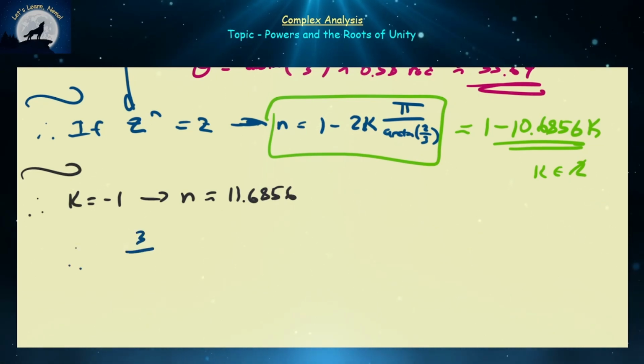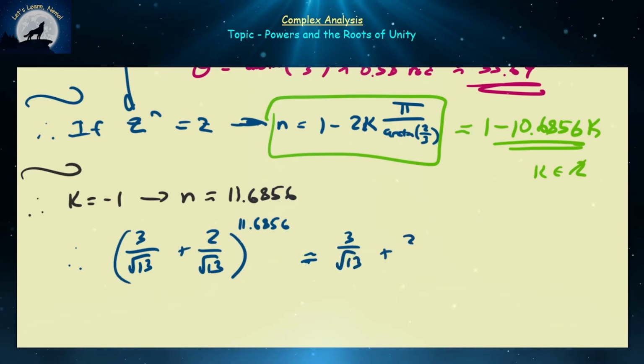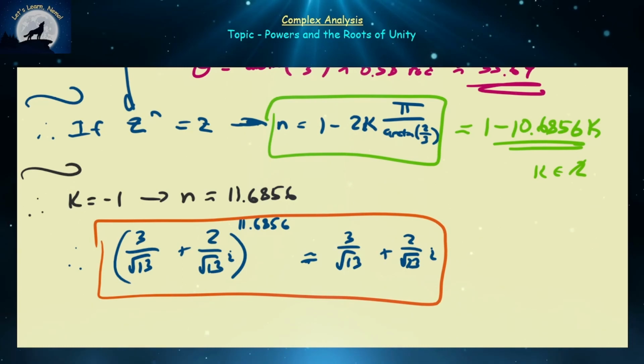So if you take 3 divided by the square root of 13 plus 2 all over the square root of 13, and you raise it to the power of 11.6856, you will get approximately 3 over the square root of 13 plus 2 all over the square root of 13. And let's not forget our lonely little complex number i, right? So you're like, oh, that's actually pretty interesting. So if you have a number on the unit circle, eventually you will have the same exact argument, and this little formula that we have here will actually build that for you.